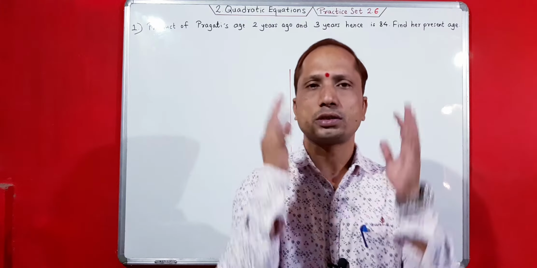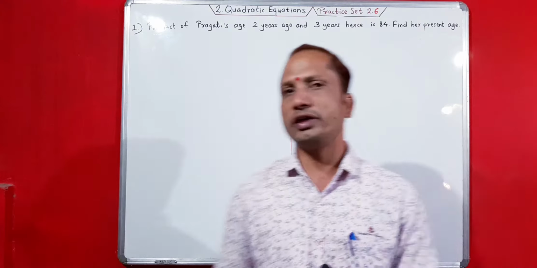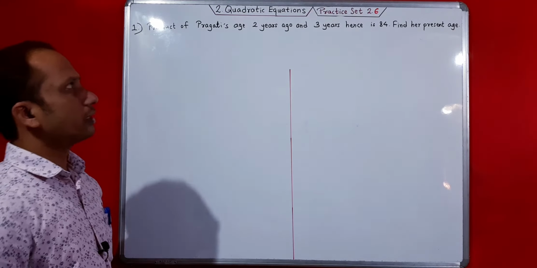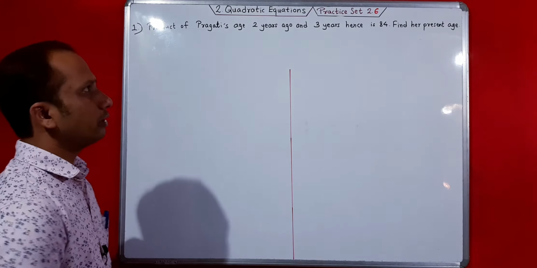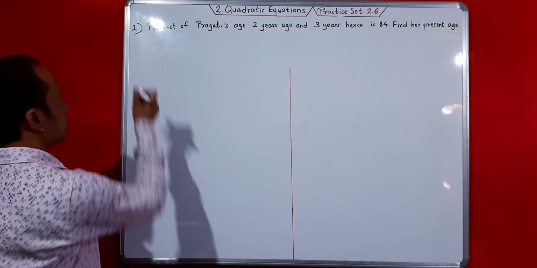Practice Set 2.6, which is based on the application of quadratic equation. So let's start from question number 1. The product of Pragati's age 2 years ago and 3 years hence is 84. Find her present age. So we have to find her present age. So we'll solve this. Solution.